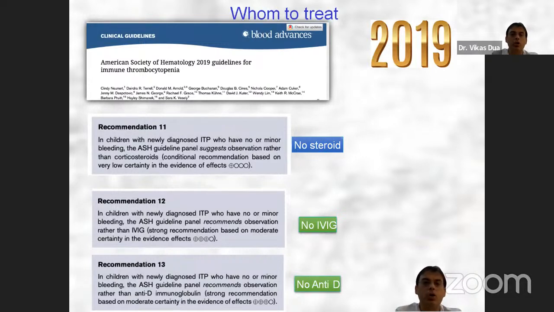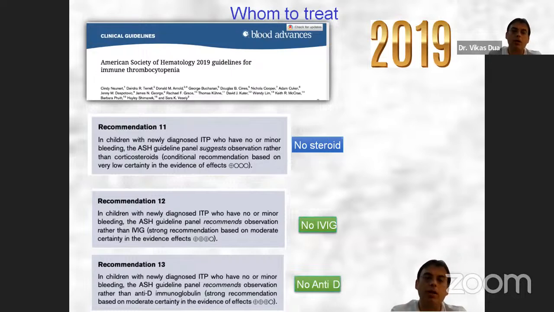Look at recommendation number 12. In children with newly diagnosed ITP who have no or minor bleed, the ASH guideline panel recommends observation rather than IVIG, and recommendation number 13 says observation rather than anti-D. So all these medicines, which are the first line medicines in ITP, whether it is steroids, IVIG, or anti-D, you should not use these medicines for somebody who has got minor bleeds or no bleeds.